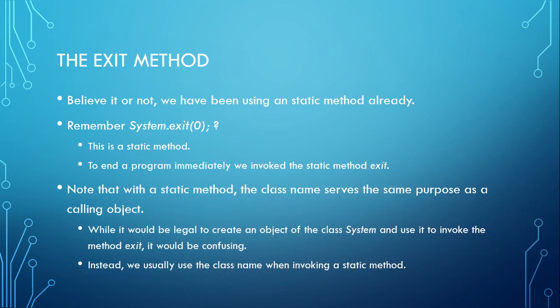Now, the key thing to remember is that with a static method, the class name serves the same purpose as a calling object. While it technically could be legal to create an object of the class System and use it to invoke the method exit, it could be confusing. Instead, we usually use the class name when invoking a static method. That's why we say System.exit(0), because we're using the class name System and we're invoking the method exit.